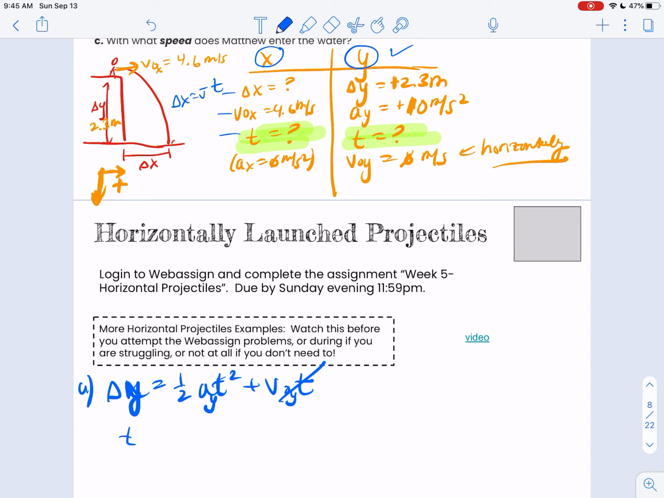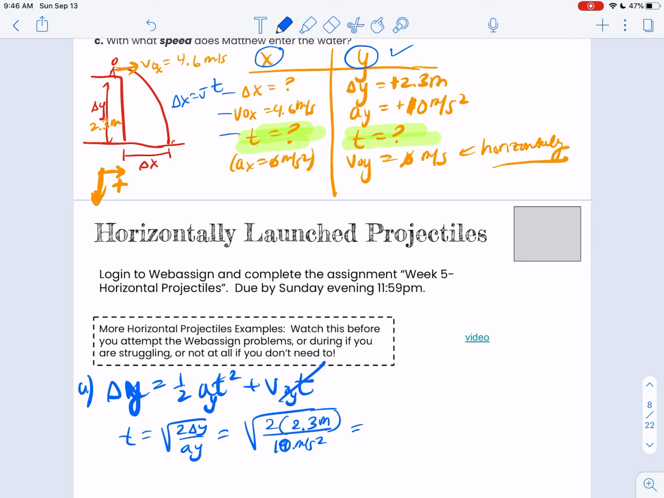All right, so my time is going to be radical 2 delta Y over A, which is going to be 2.3 meters over, I guess I'll use 10. Whatever, it doesn't matter. 9.8 or 10. Trusty calculator. The good calculator this time, so this will be like 2 times 2.3 divided by 9.8, okay, and then take, oh, I said I was using 10. 2 times 2.3, stupid WebAssign, 10.